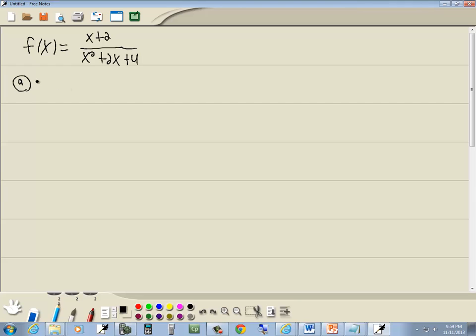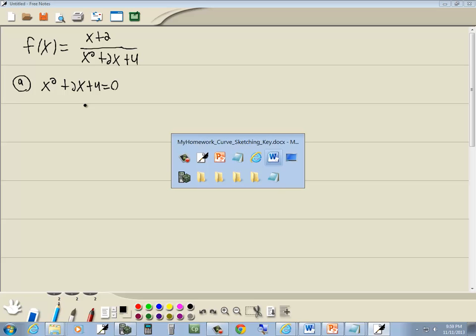Now the first thing, we want to find our domain. Well, whenever you have a rational function, you set your denominator equal to 0. So we got x squared plus 2x plus 4 equal to 0, and you want to solve this. Well, this doesn't factor, so I'm gonna go to my calculator and use the intersect method to do it.